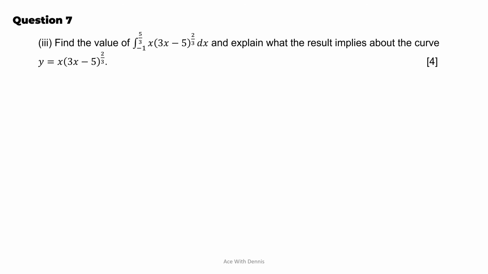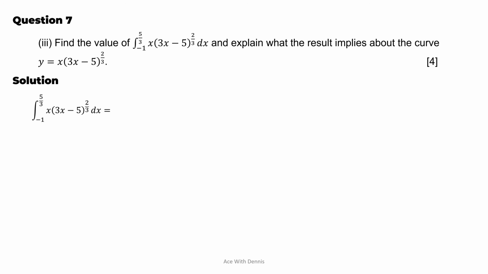Okay, now move on to part 3. Find the value of the integration from -1 to 5 over 3 of x times (3x minus 5) to the power 2 over 3 dx and explain what the result implies about the curve y equals x times (3x minus 5) to the power 2 over 3. 4 marks. Right, here's the solution.